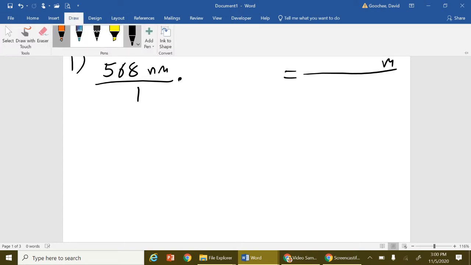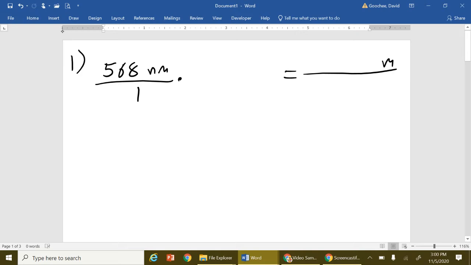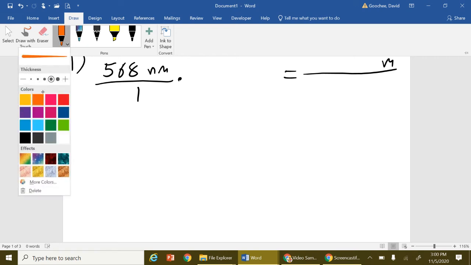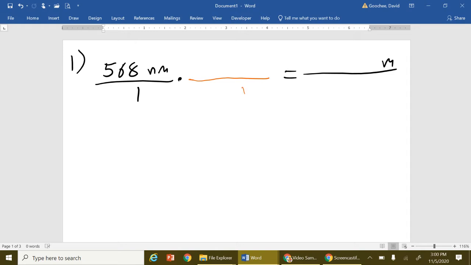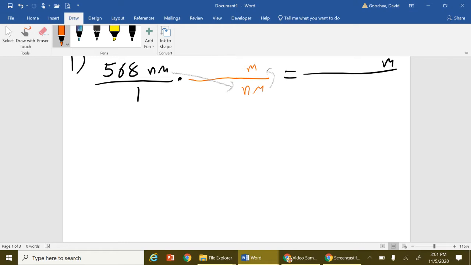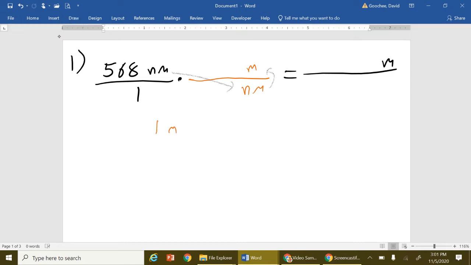As we remember from our previous classes, this is dimensional analysis. We have to put nanometers on the bottom if we want to get out of it, and meters on top, because we're going to get out of nanometers and into meters. Now, what is the relationship between these two values? As I mentioned on the homework, 1 meter equals 1 billion nanometers, so we put 1 billion on the bottom.